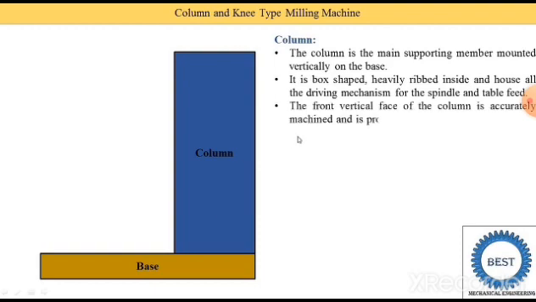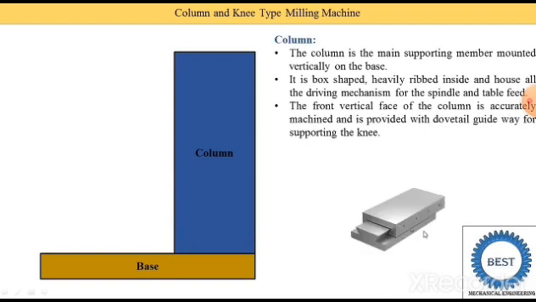The front vertical face of the column is accurately machined. This side of the column is accurately machined, and a dovetail guideway is provided for supporting the knee. So on this side the dovetail shaped guideways are provided. Here I show you this dovetail guideway. This upper part is mounted on the column, and this shape is installed on the knee. So the knee moves up and down. In the figure it looks horizontal, but here it is mounted in a vertical position.